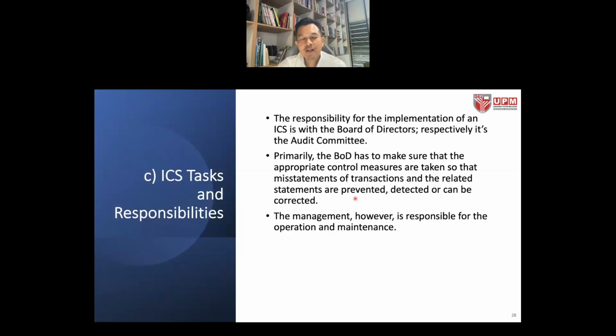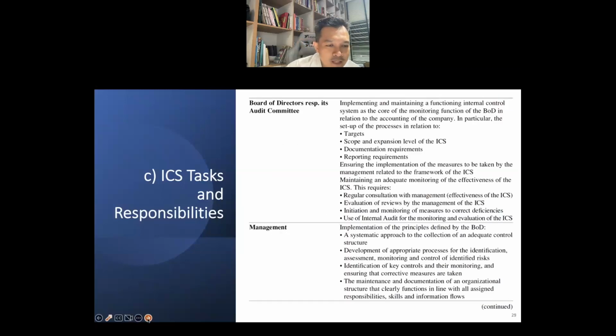Okay, very important. If not, the board of directors will just be a board having allowances, coming to meetings, enjoying the perks and so on without knowing the processes of the company. But the management is responsible for the operation and maintenance. So basically, the overview is the board of directors. Not saying that the board of directors will take charge of the day-to-day running of the company, but they need to be informed in terms of the internal control system by acting as the audit committee.